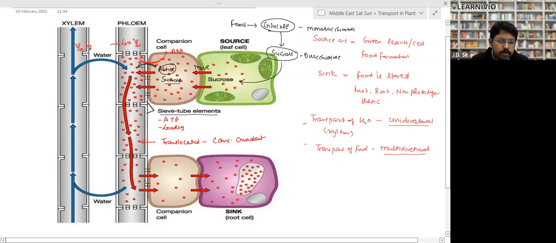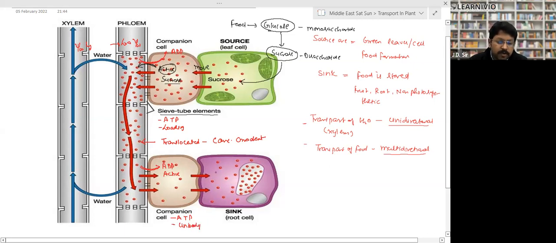Now, whenever food reaches any sink, near the sink the companion cell takes back the food, right? This is again an active process. Again, here energy is spent. So ATP changes into ADP, and the process is active. In the companion cell, ATP is spent. Food is taken back from the sieve tube to the companion cell near the sink point, and this is called unloading. So now unloading takes place.